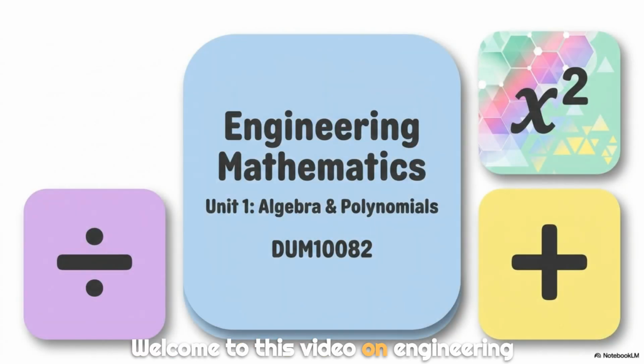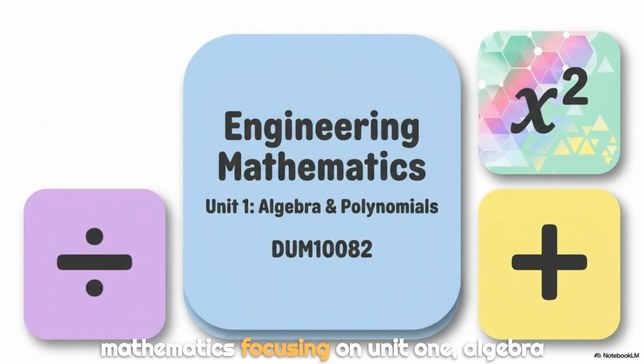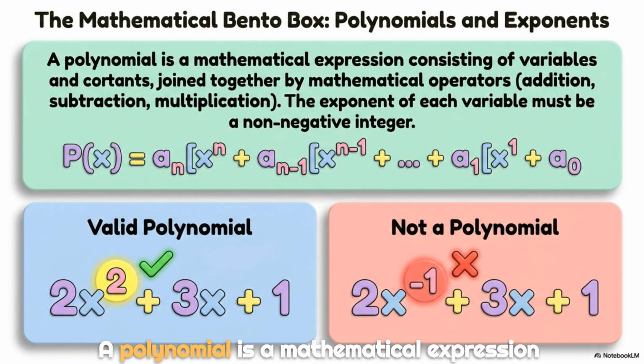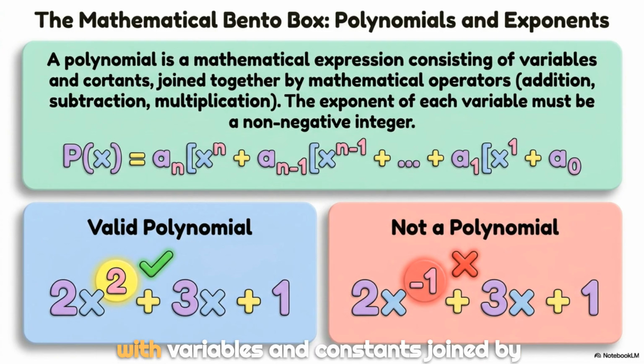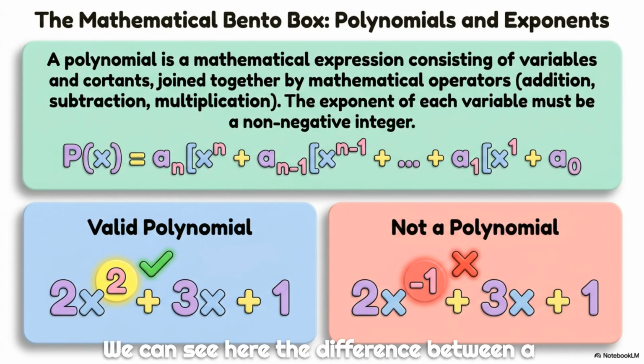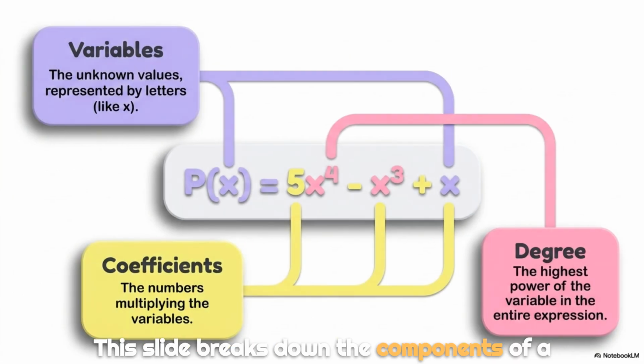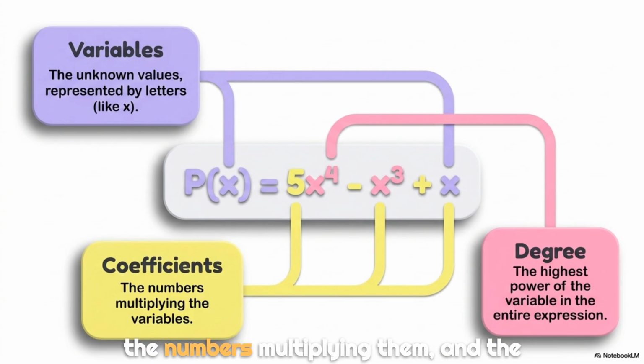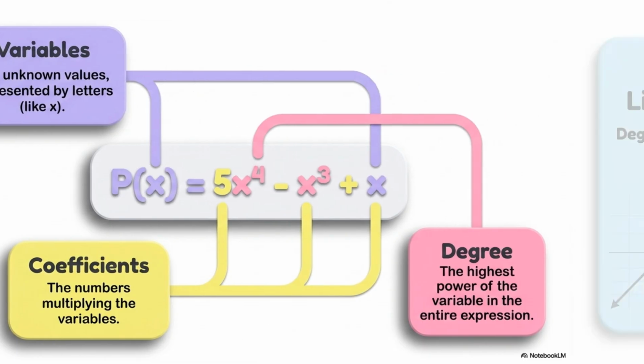Welcome to this video on engineering mathematics, focusing on Unit 1, Algebra and Polynomials. A polynomial is a mathematical expression with variables and constants joined by operators, where exponents must be non-negative integers. We can see here the difference between a valid polynomial and one that is not. This slide breaks down the components of a polynomial. Variables are the unknowns, coefficients are the numbers multiplying them, and the degree is the highest power in the expression.